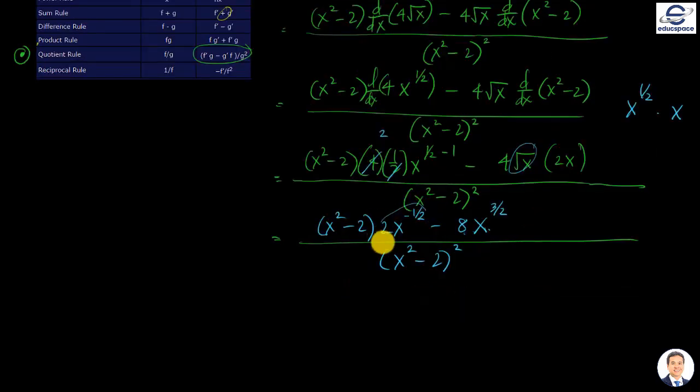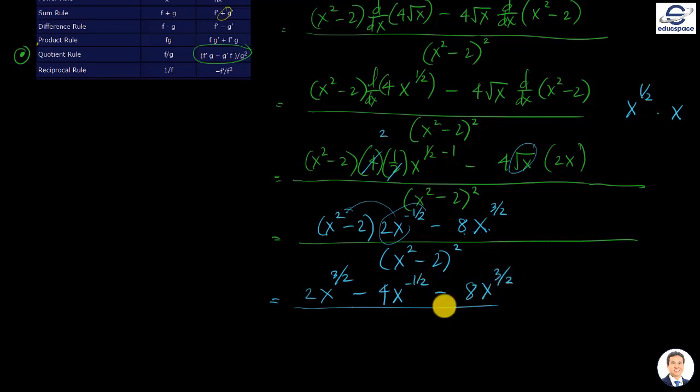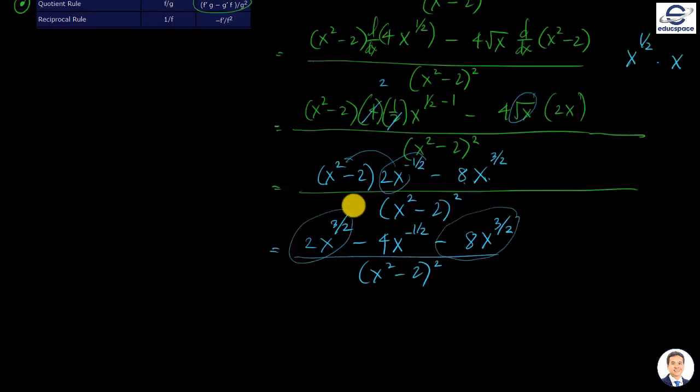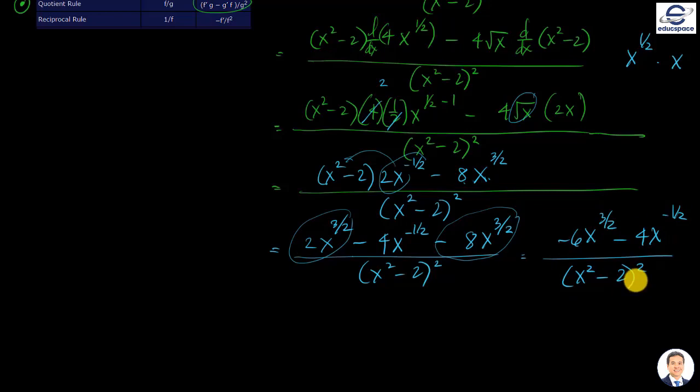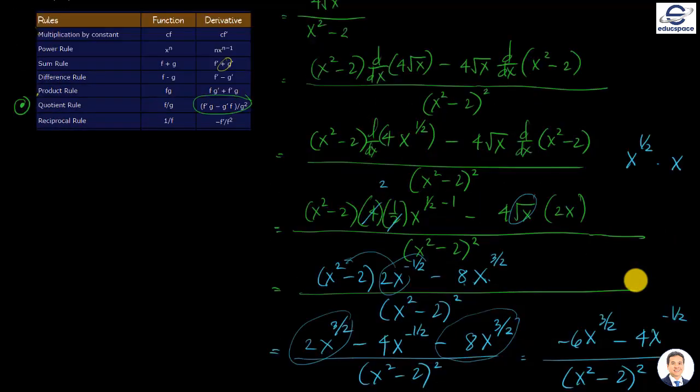So we distribute this now again here, so we have 2x multiplied by x, and then the exponent 2 minus 1/2 is 3/2, and then here minus 4x raised to 1/2, minus 8x to the 3/2, and then here we have (x squared minus 2) squared. So as you can see, this one and this one, they have the same exponent, so meaning to say I combine this, so positive 2 minus 8 is negative 6x to the 3/2, minus 4x raised to 1/2, over (x squared minus 2) squared. So let's check our answer. I think we have answer as letter D.